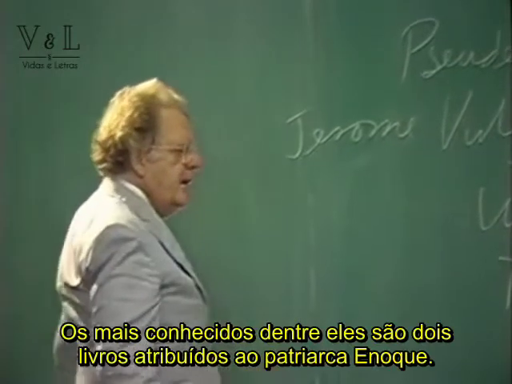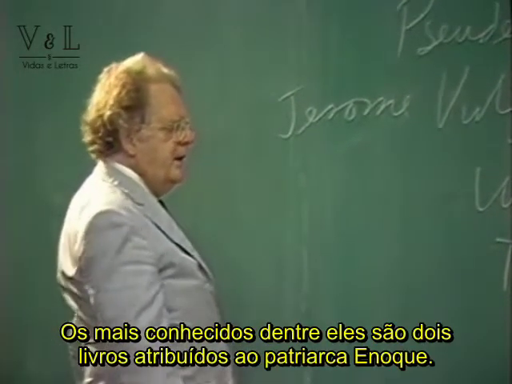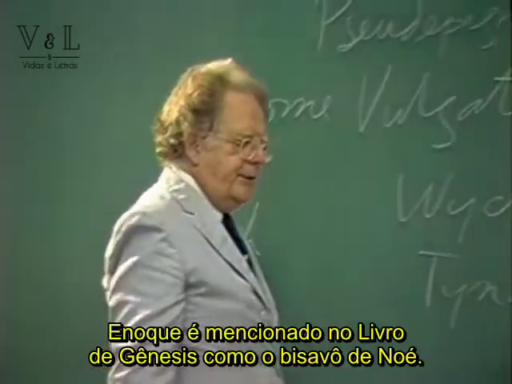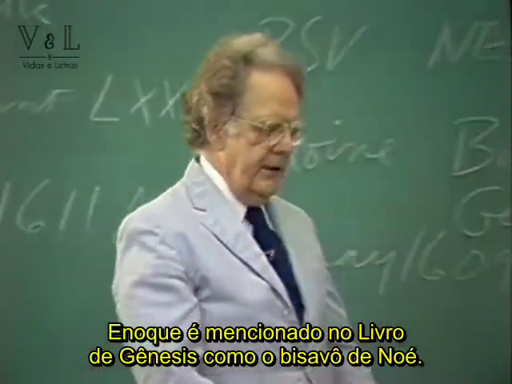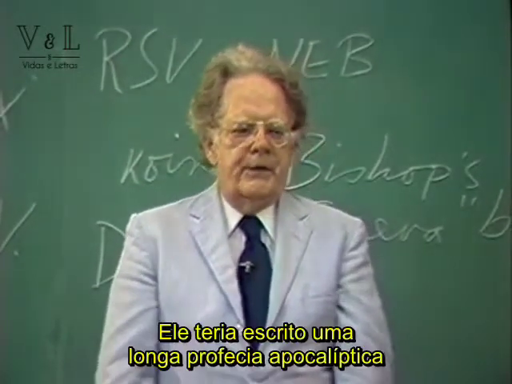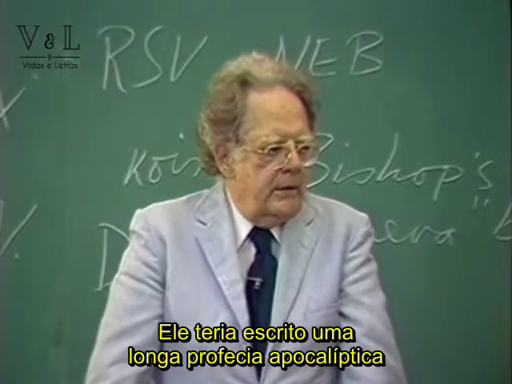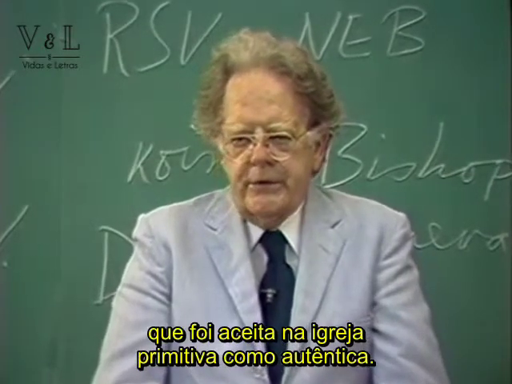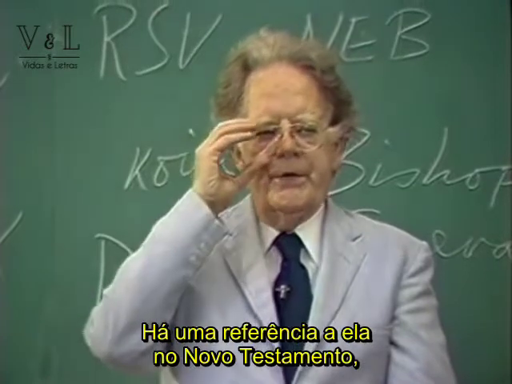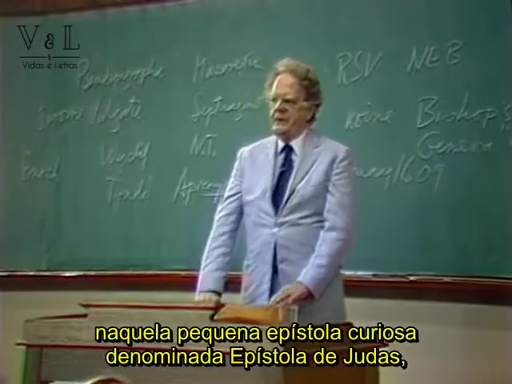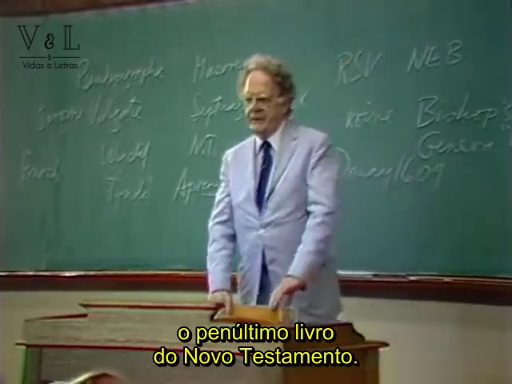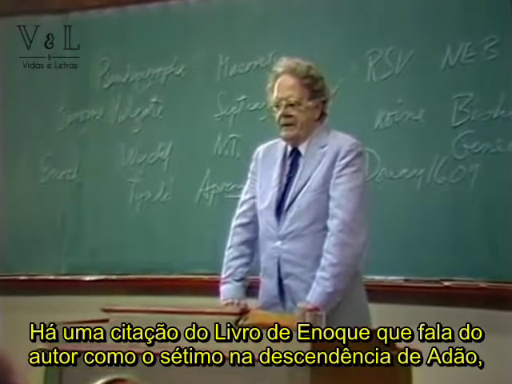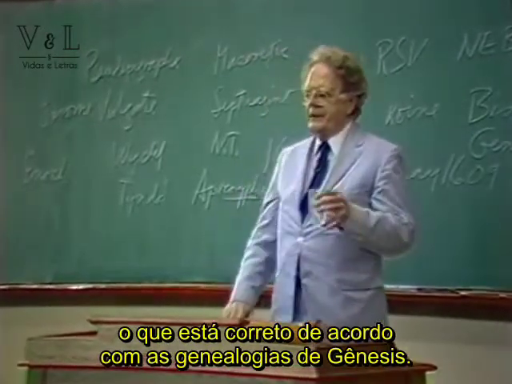The best known of them are 2 books ascribed to the patriarch Enoch. Enoch is referred to in the book of Genesis as a great-grandfather of Noah, and he is supposed to have written a long apocalyptic prophecy which was accepted in the early church as authentic. There is a reference to it in the New Testament, in that curious little epistle known as the Epistle of Jude, which is the second last book in the New Testament. There is a quotation from the book of Enoch, and it speaks of its author as the seventh in descent from Adam, which he is according to the Genesis genealogies.